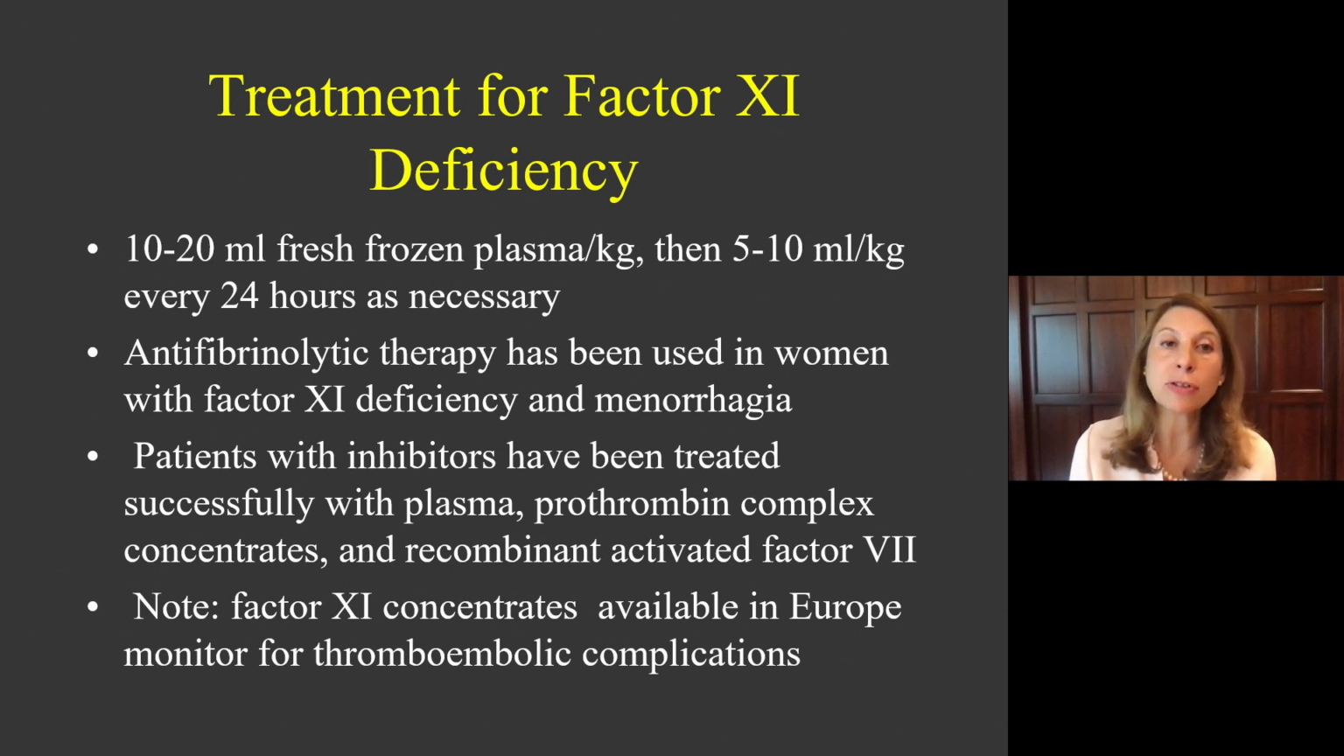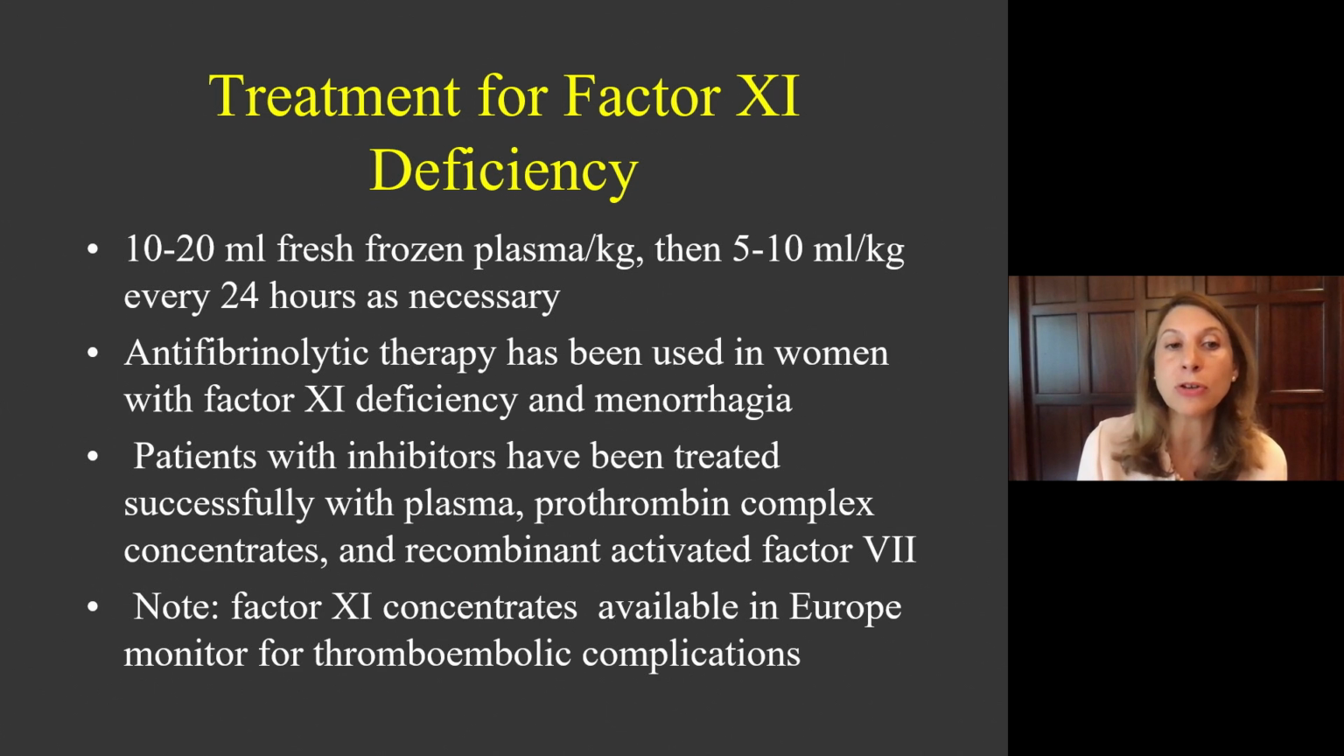How do we treat factor 11 deficiency? Fresh frozen plasma in the US is our main way. Usually we use the formula of 10 to 20 mL of FFP per kilogram, then 5 to 10 mL per kilogram every 24 hours as necessary. You can imagine that this can get excessive. If the level is very low, you're not going to be able to correct it back to a normal level. And this can present with a lot of volume, especially in someone who has a cardiac history.